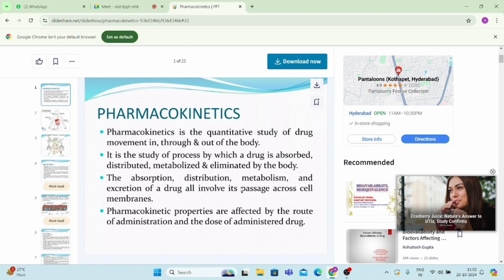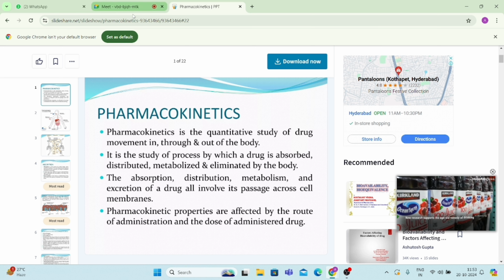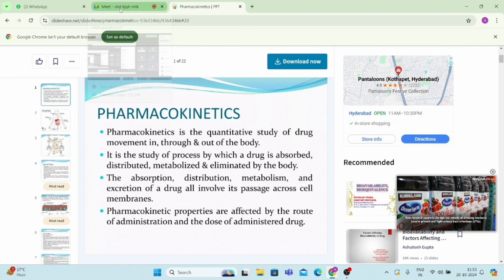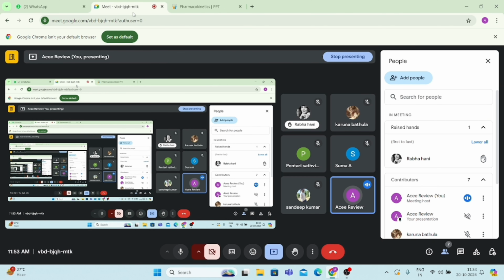Yes, are you all there? Four members or five members, whoever. Is break completed for you all? Yes, ma'am. Okay. So, is Suma there? Suma, Rabha, Satvika, Sandeep, everyone. Please be attentive.